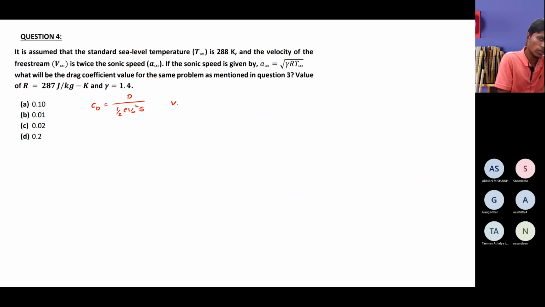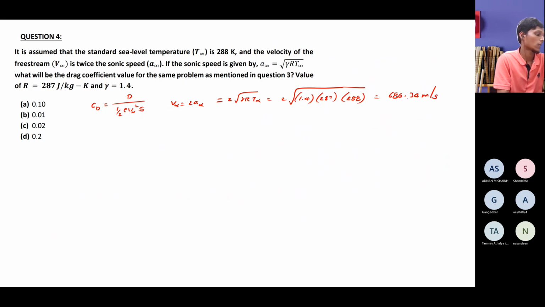Let's first calculate V infinity. V infinity is 2 times A infinity, and A infinity equals square root of gamma R T infinity. If you simplify and substitute the values, you will get 2 times the square root of 1.4 times 287 times 288. This will give you 680.34 meters per second.